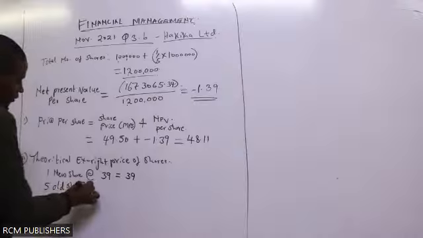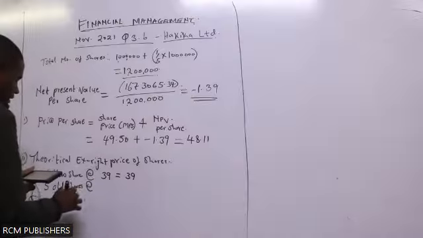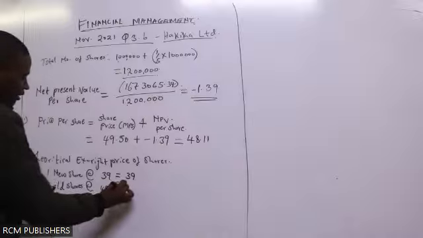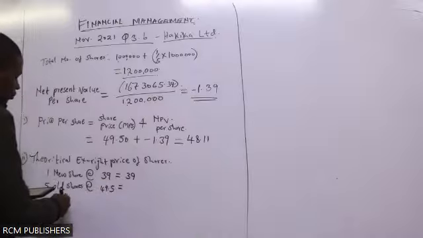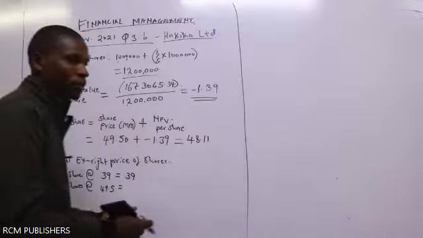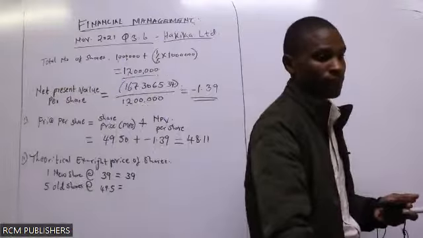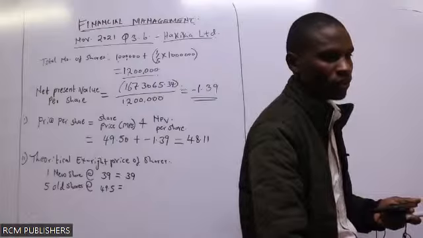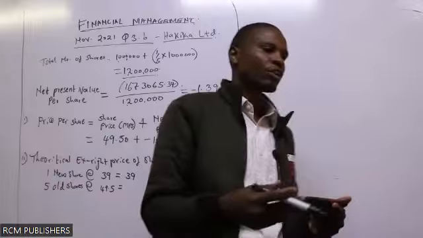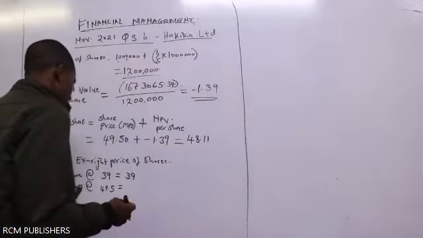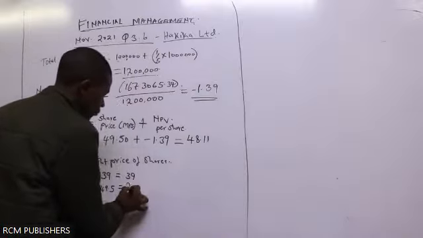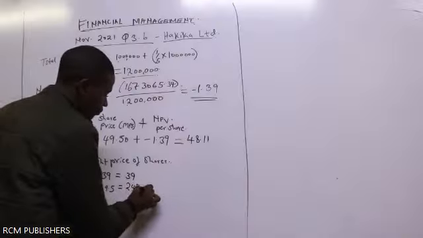of course, are at the market price. The market price is 49.5. So can you give me the value of the 5 shares? What will be the value of 5 shares? It will be 5 times 49.5, which is 247.5.